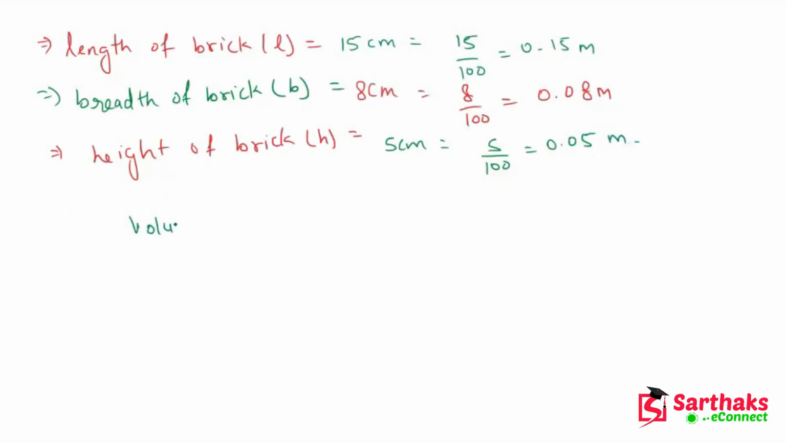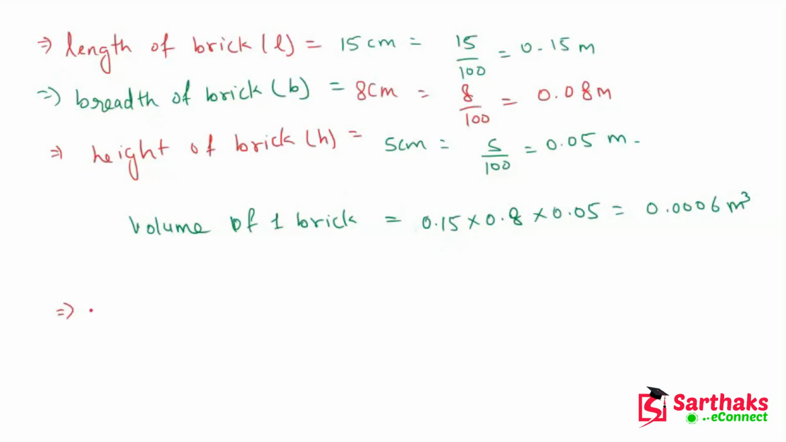Now volume of one brick is equals to 0.15 into 0.08 into 0.05. After solving this, here we get 0.0006 meter cube.